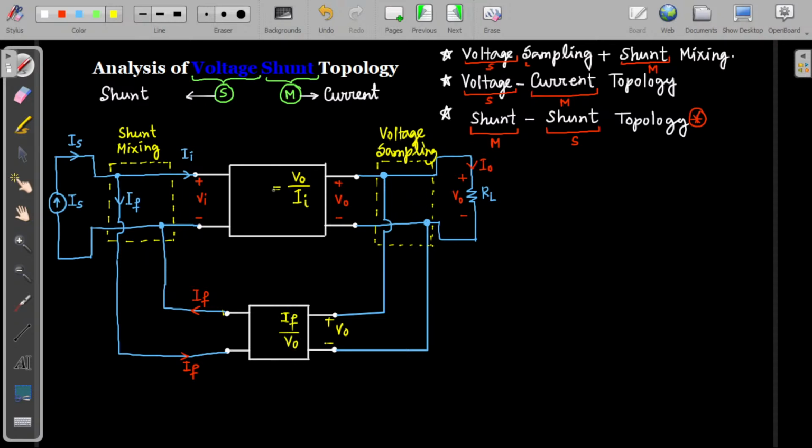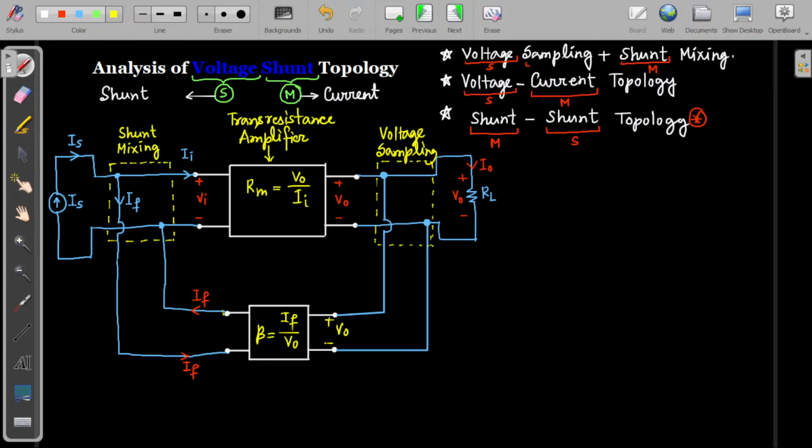So what is this gain called? This gain is nothing but the trans resistance gain. We have defined that already, Rm, and this beta is IF by V0. That's why this amplifier must be a trans resistance amplifier. Hopefully you remember, we called this the trans resistance amplifier, whose input is current and whose output is voltage.